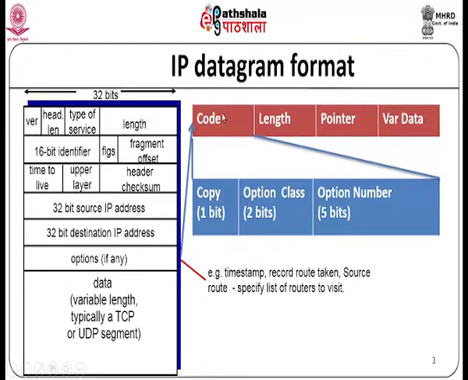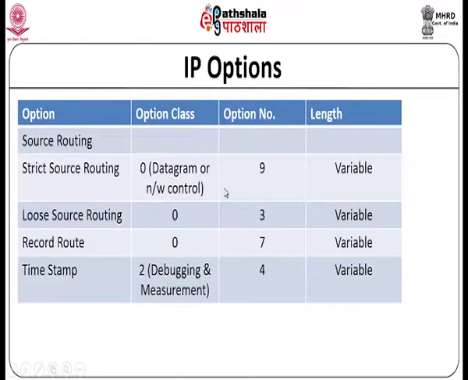That is, if and when this IP packet is fragmented, should this options field also be copied into all the fragments, or can we leave out this options field? That information is specified by this copy bit. If the copy bit is set to 1, it indicates that you have to copy it into all the fragments, otherwise it could be left as such. That is the purpose of the copy bit. Let us look at the different types of options that are available.